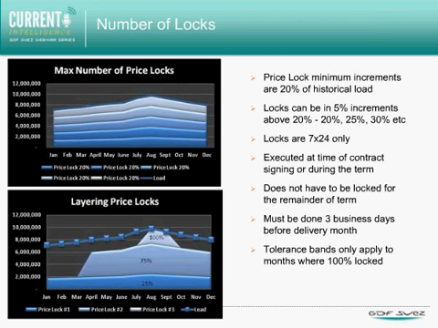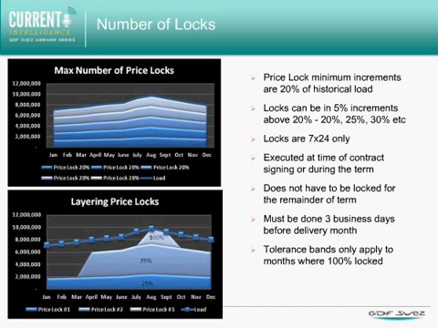With regard to the price locks themselves, we offer quite a degree of flexibility with them. First off, price locks are done in a minimum of 20% increments of your historical load. So for a given time period, you can have up to 5 locks. That's shown in the top graph there. Although the locks themselves don't have to be strictly at 20%. They can be in increments of 5% above 20%, so 20, 25, 30%, etc. Locks are done on a 7x24 basis, and locks can be executed at the time of the contract execution or at any time during the term.